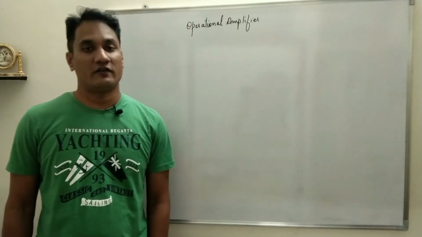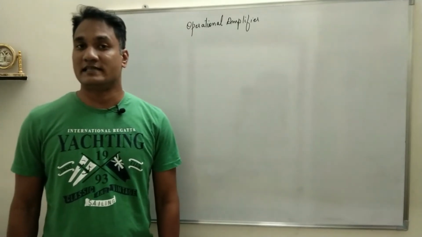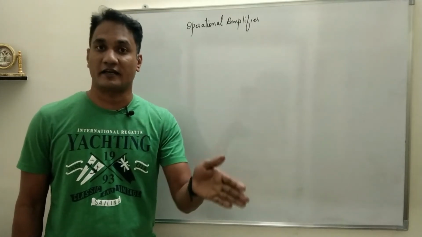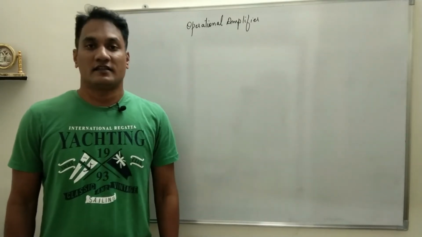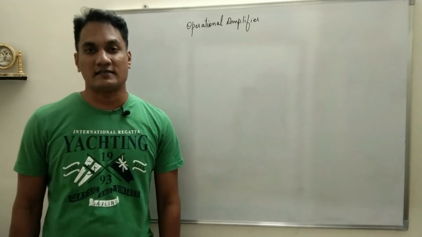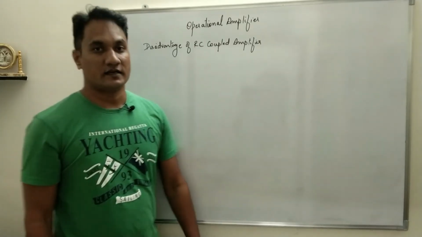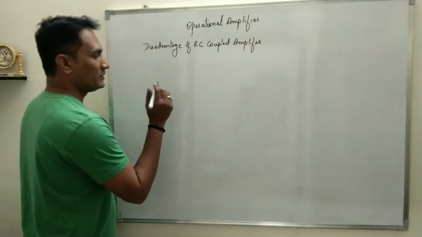Hello students, in this video we will try to understand RC coupled amplifier and direct coupled amplifier. In the previous video I have explained you what is multi-stage amplifier, and depending upon how the output of the first stage is connected to the input of the second stage, the amplifiers can be classified as RC coupled and direct coupled amplifier. So RC coupled amplifier, see the circuit diagram.